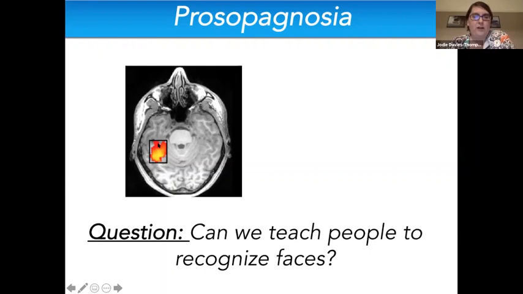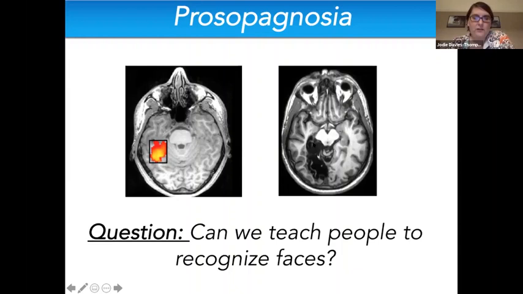And this area is responsible for recognizing faces. So if we damage this area, like in this patient here, so this is a brain scan of a patient with damage to right inferior temporal cortex. And you can see it's roughly in the same place as where this fusiform face area would be. So if you damage this area like this patient has, you can end up with an acquired form of prosopagnosia. So that's face blindness caused by brain damage.